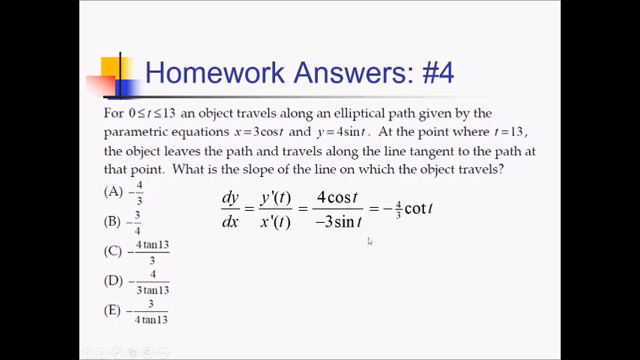All right, so now plugging in 13, this is very simple. We just do negative 4/3 cotan of 13. Of course, that doesn't match any of the answer choices, but here we have to remember that cotan is really 1 over tan. So I can rewrite this as negative 4/3 tan of 13, and that does match answer choice D.